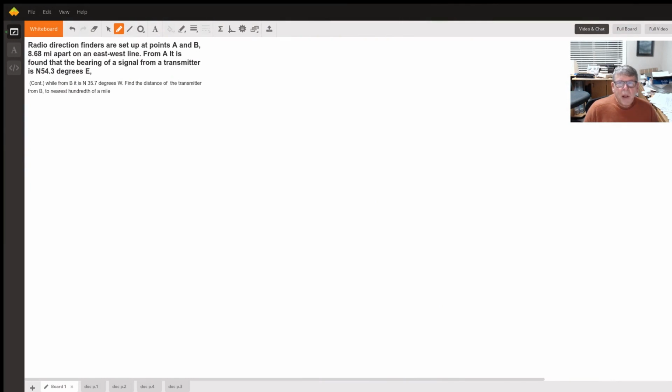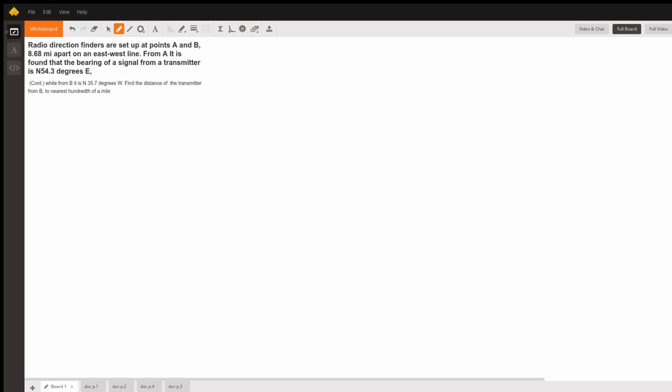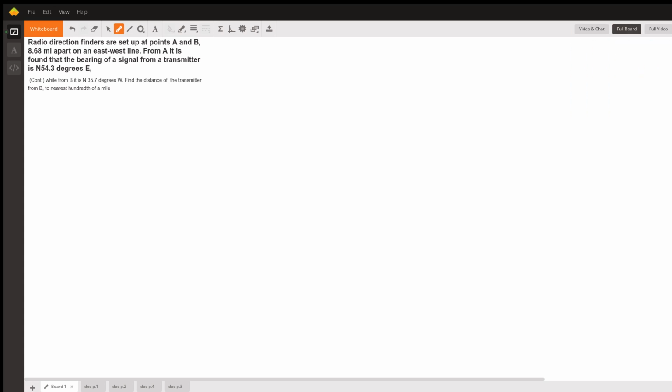Hi, this is Mike Mulholland, and today we'll be looking at how to use compass bearings and trigonometry to calculate a distance. So here's what we have. We have an east-west line this many miles long, and we have a couple of compass bearings, which are angles expressed differently than we normally would in trigonometry.